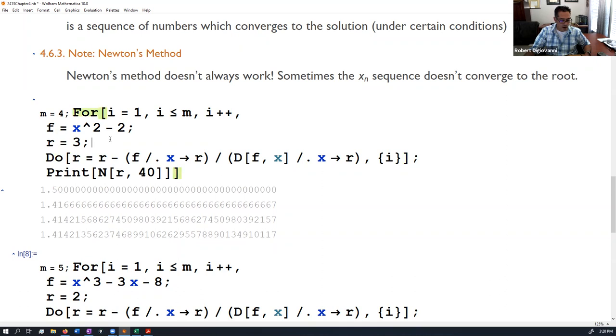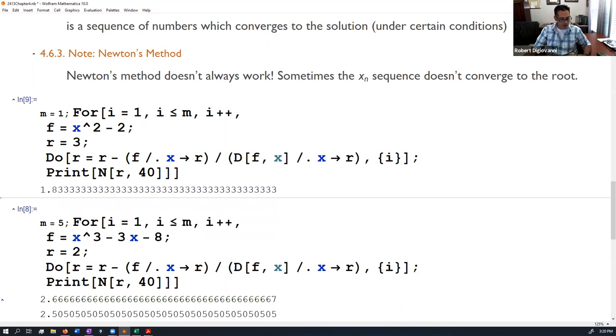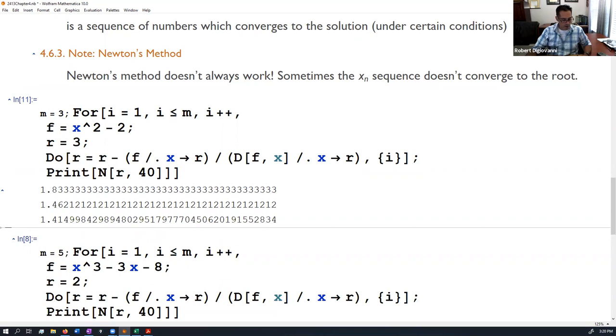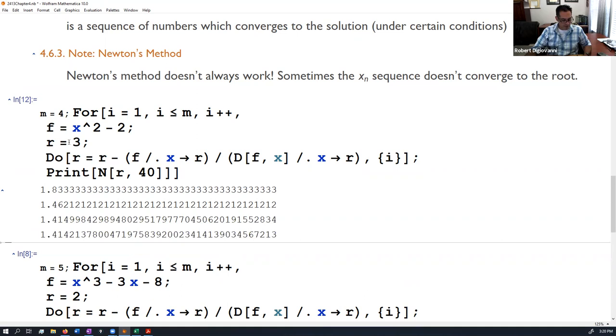If I only do it one time, that means it took my guess three, it went up, drew a line and found me that point, and it's 1.83. If I do it twice, it did 1.83, and then the next point was 1.462. If I do it three times, I get the 1.414, starting to get good. Do it four times, there we go.